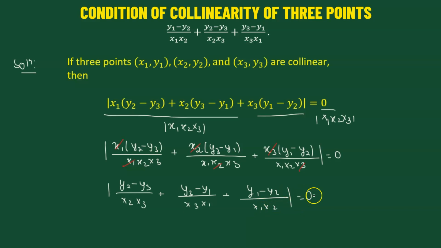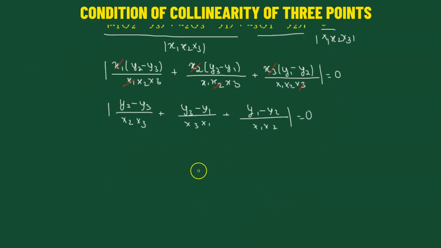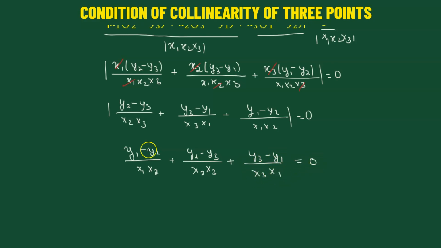that's equal to 0. Now we can get rid of the absolute value and rewrite the terms to get (y1 minus y2) divided by x1 times x2 added to (y2 minus y3) divided by x2 times x3 plus (y3 minus y1) divided by x3 times x1, and this comes out to be equal to 0, and this is the value of the required expression.